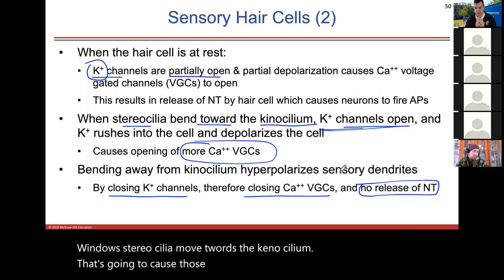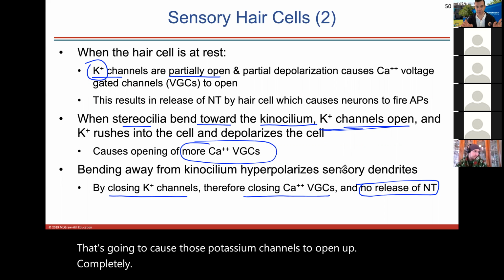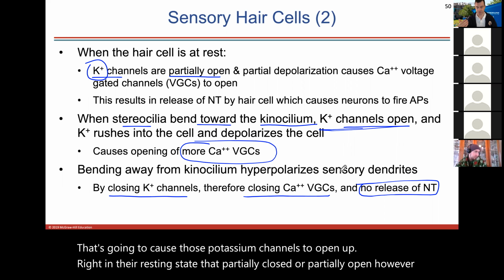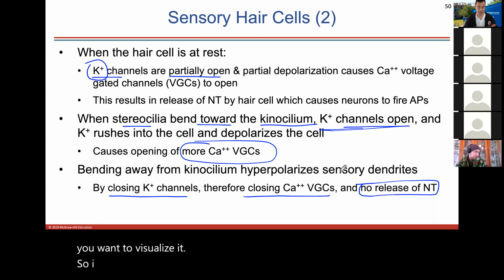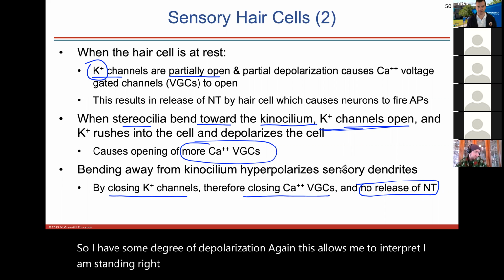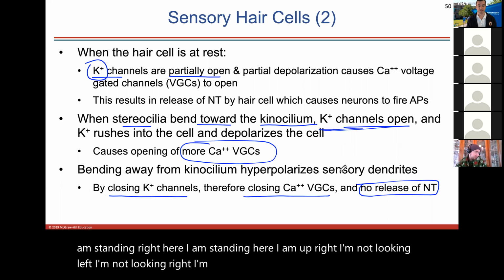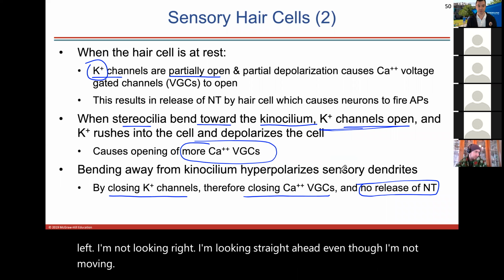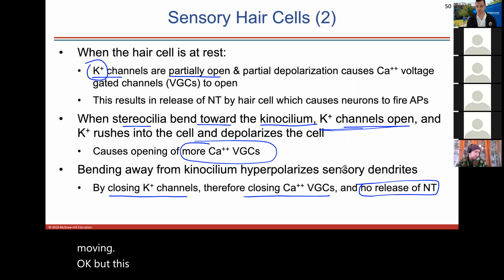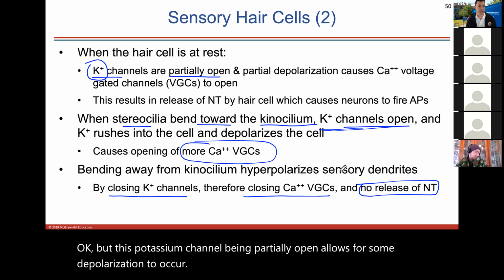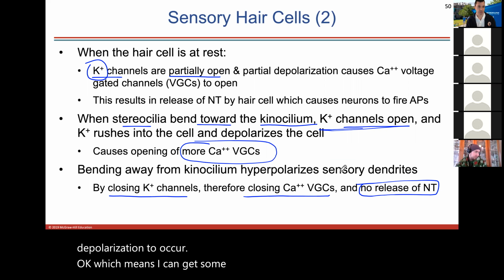But to interpret body position, when those stereocilia move towards the kinocilium, that's going to cause those potassium channels to open up completely. In their resting state, they're partially open, however you want to visualize it. So I have some degree of depolarization. This allows me to interpret that I am standing right here, I am upright. I'm not looking left, I'm not looking right, I'm looking straight ahead, even though I'm not moving. But this potassium channel being partially open allows for some depolarization to occur, which means I can get some calcium to come in and some release of neurotransmitter.